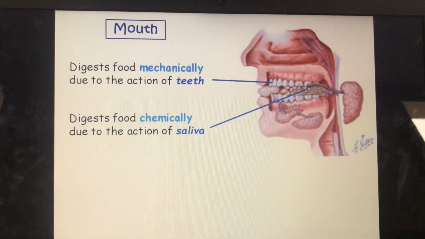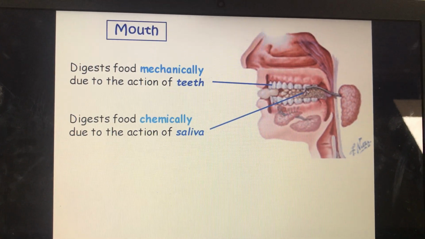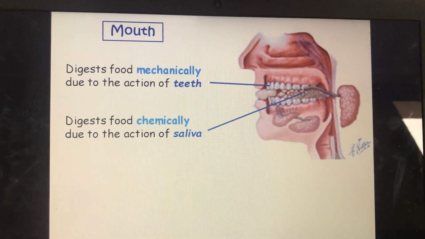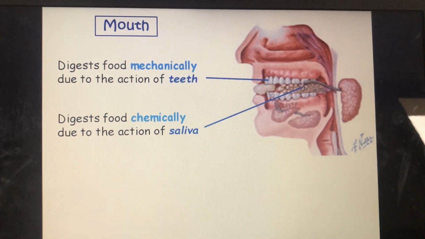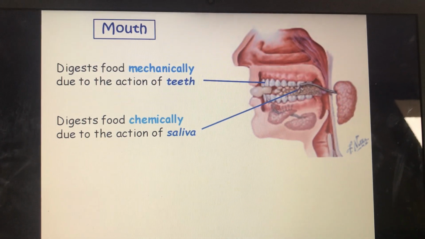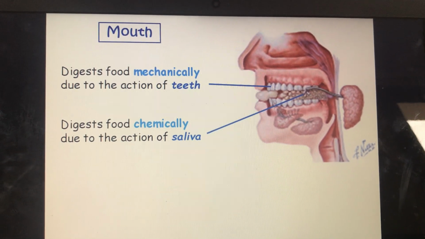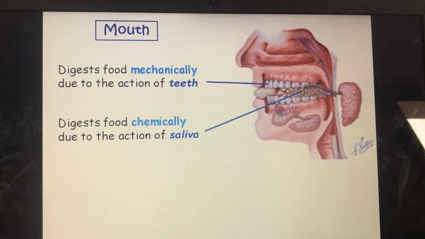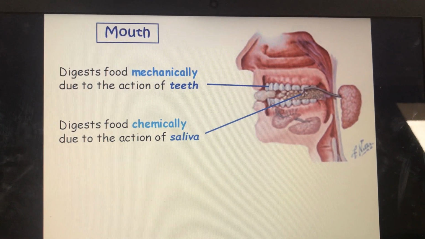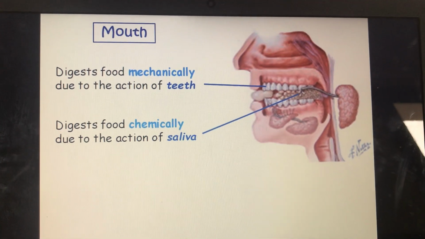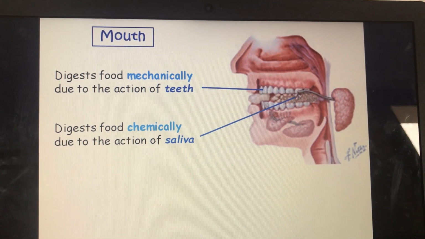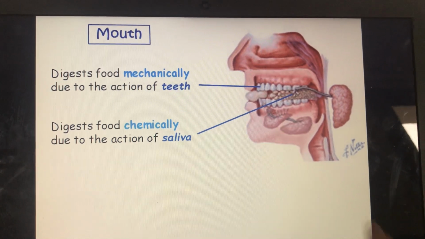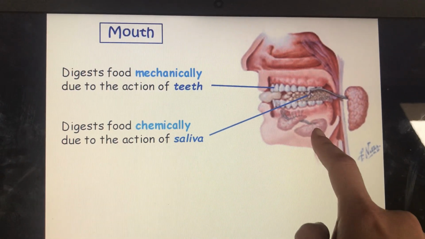I'm going to begin with the mouth so you can understand what's happening in each organ or each part of the digestive system. In the mouth, you have two types of digestion. Since you have teeth, food is undergoing mechanical or physical digestion here. And since you have saliva, a fluid secreted by the salivary glands that you have in your mouth, you can see here the salivary glands that can secrete saliva.